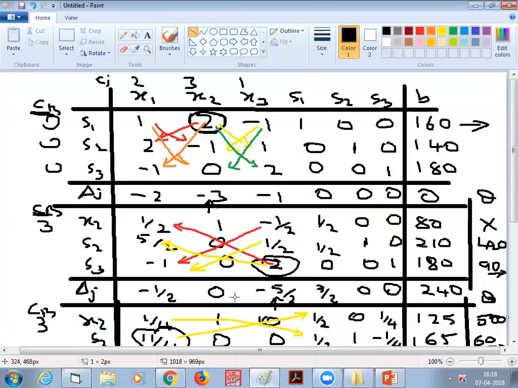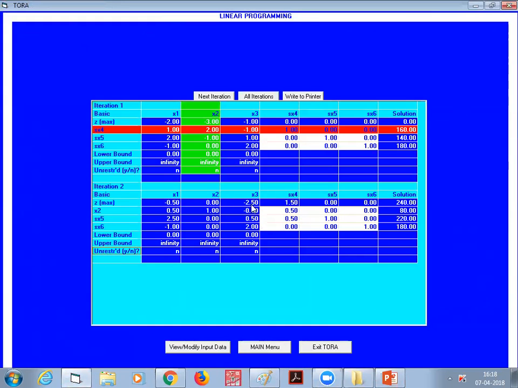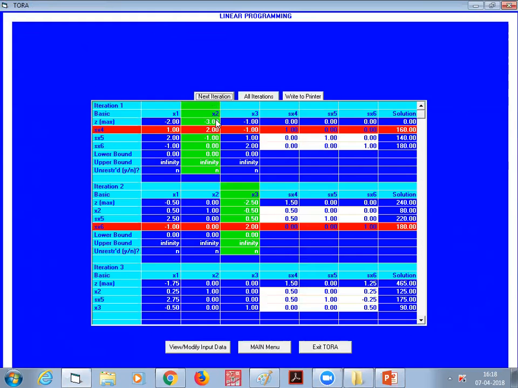Yeah, minus 1 by 2, 0, minus 5 by 2, 3 by 2, 0, 0, 240, right? Okay, so next let's see what they do. So most negative is this one, and pivot I think is this one, right? Pivot was this 2, right? So we just click next iteration.